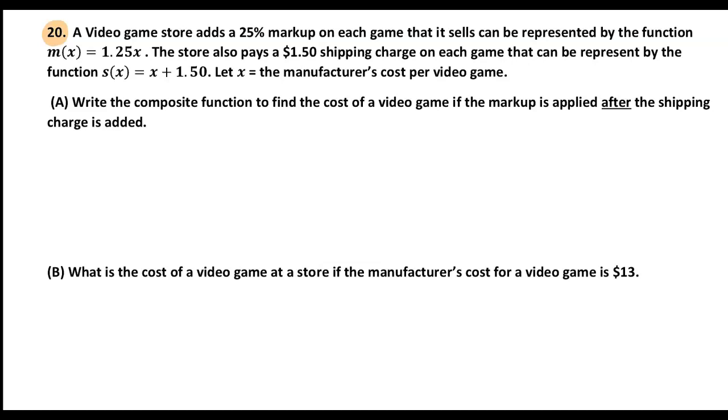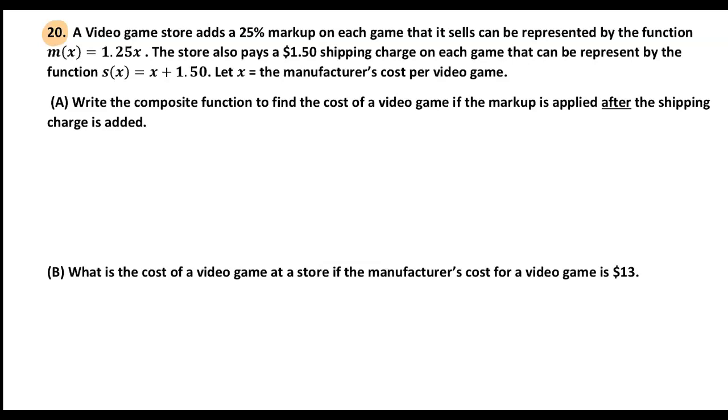All right, guys, let's think for a second. Let's hear what you're thinking, or if you weren't thinking about it, let's think about it together. It says a video game store adds a 25% markup on each game that it sells, and it can be represented by the function m of x equals 1.25x. The store also pays $1.50 in shipping charges for each game. That can be represented by the function s of x equals x plus 150. Let x equal the manufacturer's cost of the video game. Part A: write the composite function to find the cost of the video game if the markup is applied after the shipping is added.